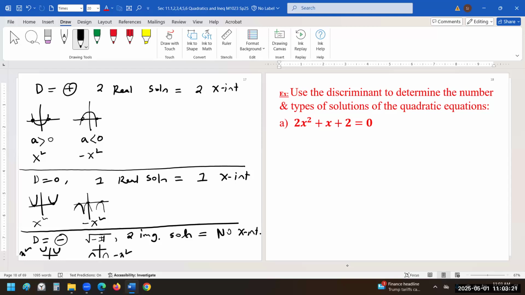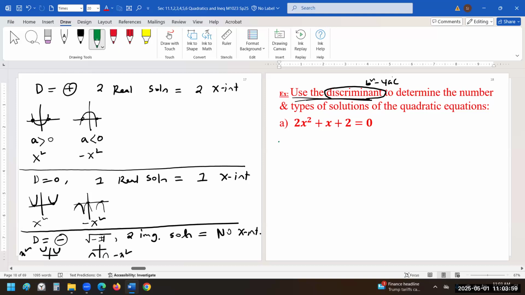There are a few examples. It says use the discriminant. That means you have to know what the discriminant is. The discriminant is the thing under the square root. When you use the square root, we simply take the terms we have under the square root. Now use that to find out how many solutions you have and what type, are they real or are they imaginary? And also talk about the x-intercept.